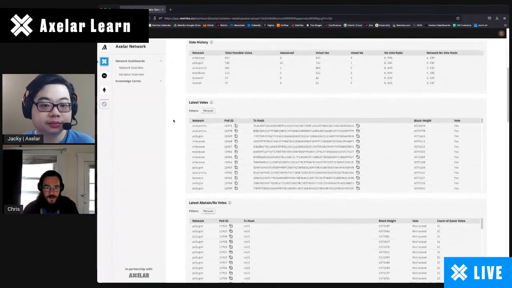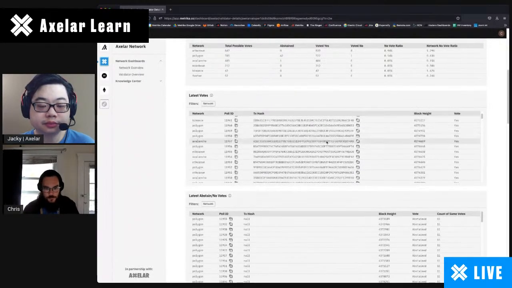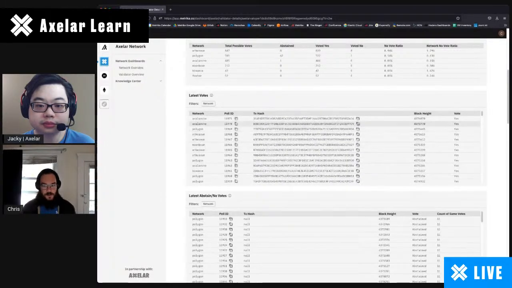Thank you, Jackie. And then we have a detailed breakdown of all of the latest votes here. So for the last, I think, 250 votes, you can actually plug in these transaction hashes to an explorer like Axelar Scan and look up all the details about what the validator was actually voting on with that transfer, which I think is pretty cool.